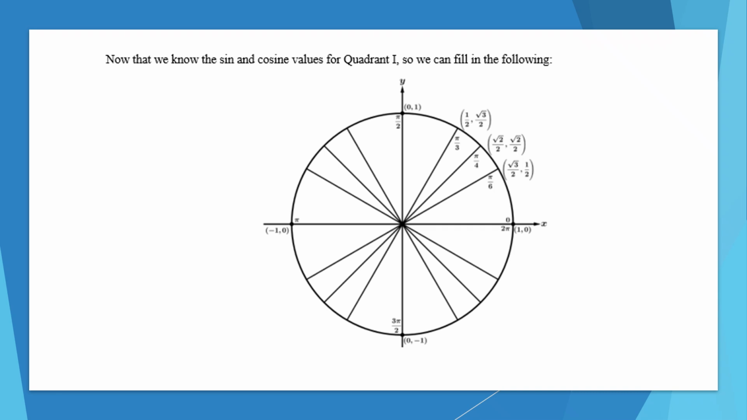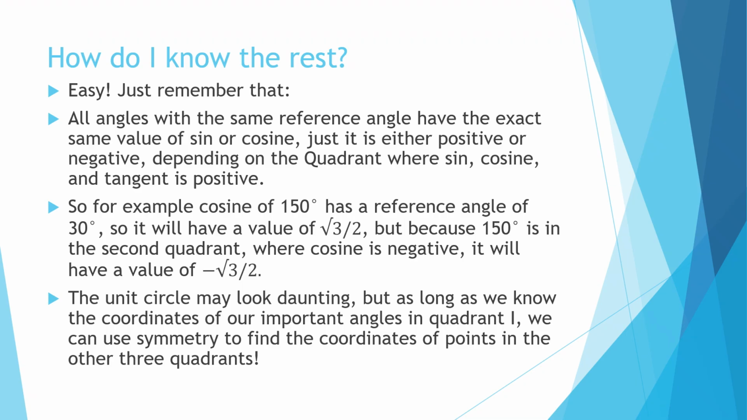So now that we have the sine and cosine values for quadrant 1, we can fill in the following points, right? We know 1, 0, we know 0, 1, and then we know our 3 values for 30, 45, and 60 degrees. And that's what we really want to know, because once we have all this memorized, we can then use reference angles to fill in the rest. So that's what we're going to use.